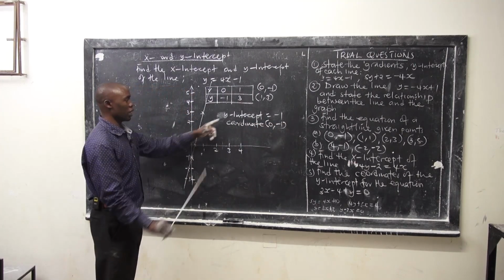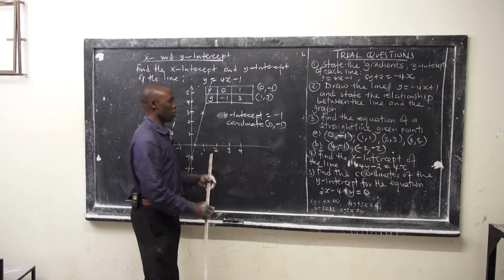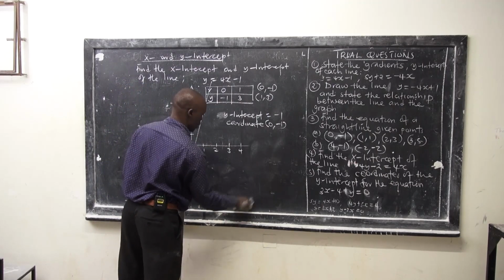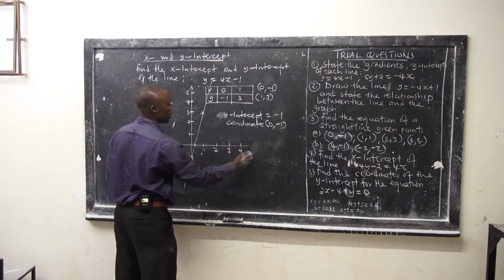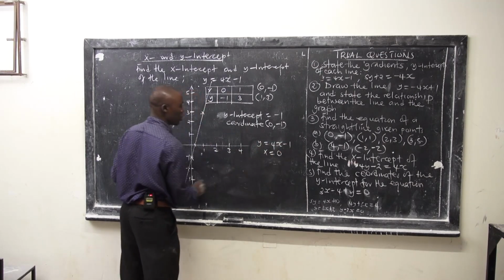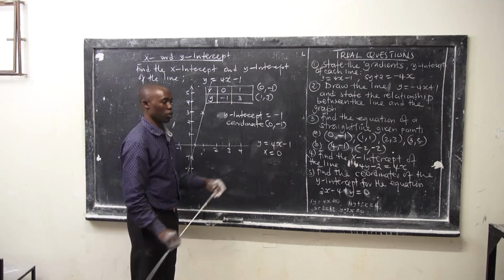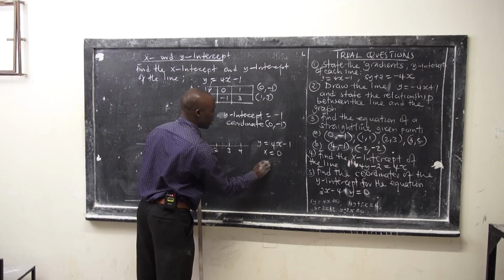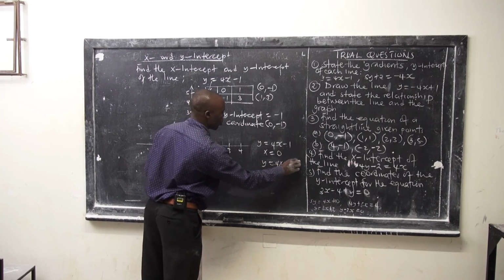That means the y-intercept occurs when x is 0. By calculation, we can use this same equation to establish that if y is equal to 4x minus 1, and if x is 0, that's where the y-intercept occurs. You punch in here and you get 4 times 0, which gives us negative 1.